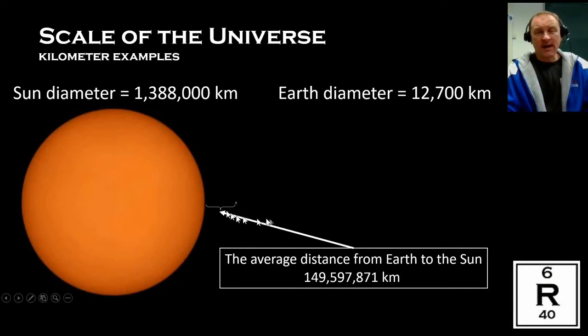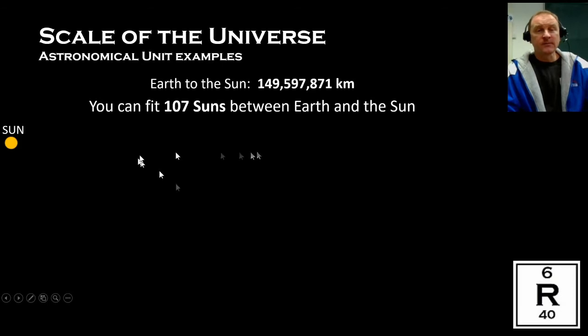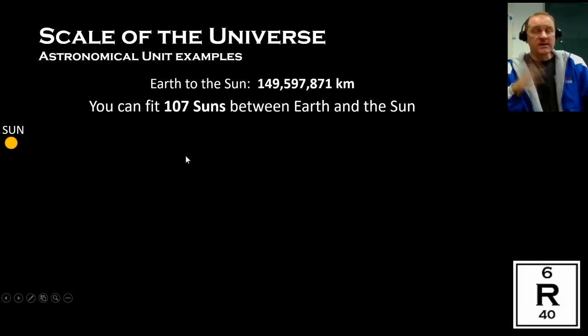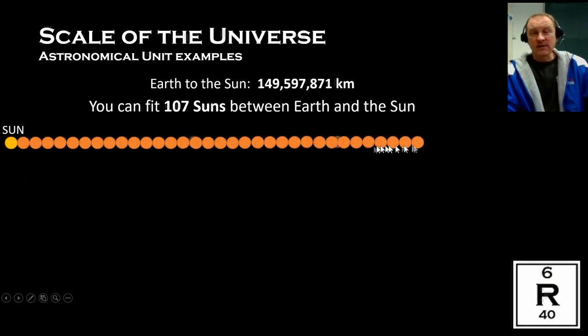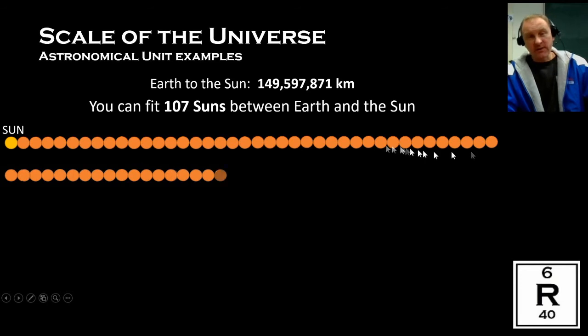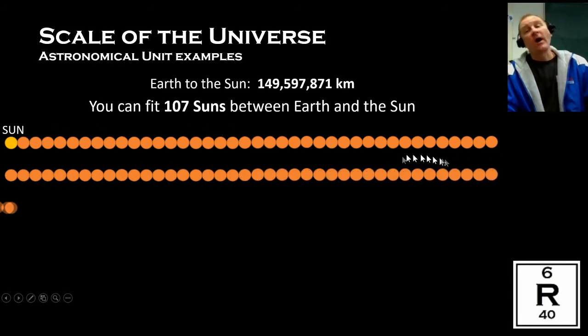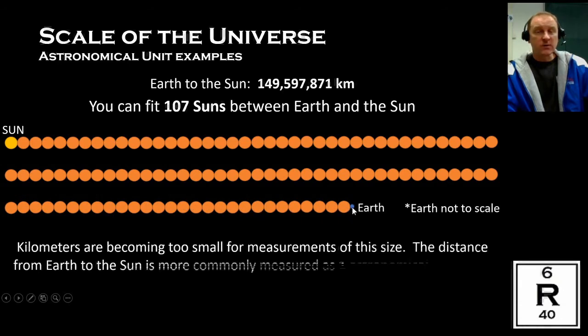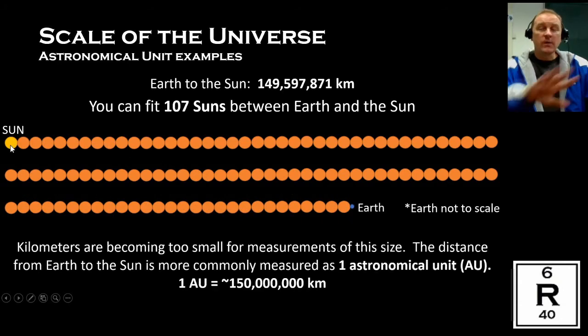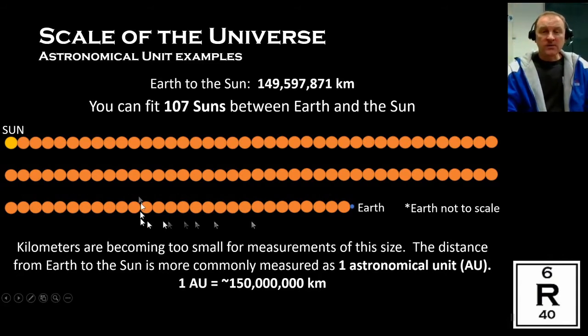So let's take a look at how far away Earth should be. If you take the distance Earth is from the sun and divide it by the actual size of the sun, you could fit 107 suns between Earth and the sun. So if you put out 107 of these, which I did, it would go off the screen, onto another screen, off the screen again, onto another screen, and almost complete that screen before you would place Earth. So if the sun was here, we would have to go off the screen 2 times, and on the third screen is where we put Earth.